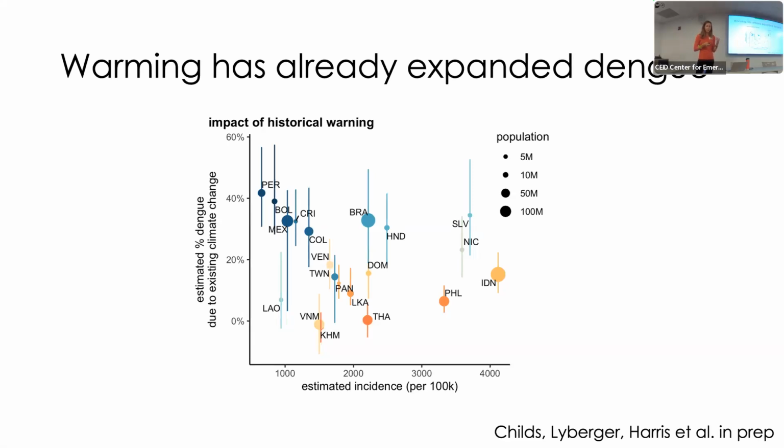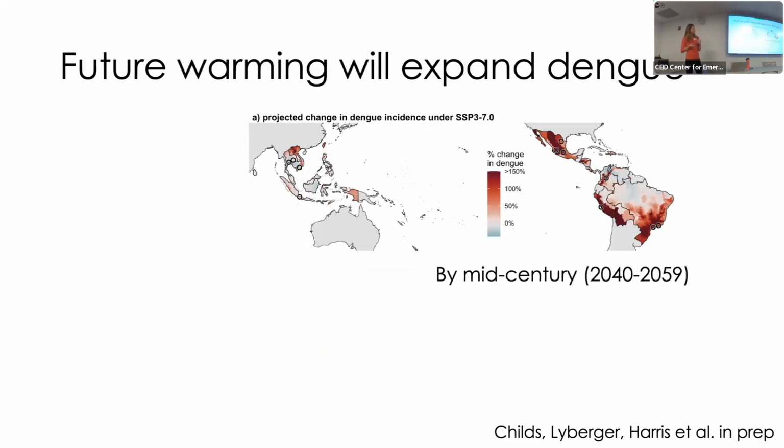What's going to happen going forward with future climate warming? Here we're showing the projected response by mid-century under the worst case climate scenario, the currently accepted worst case scenario of SSP 3-7.0. What we're expecting is an exacerbation of these changes. The places that already have experienced a lot of warming-driven dengue are expected to experience even more, particularly those highland regions of Latin America and parts of northern Vietnam and Laos.